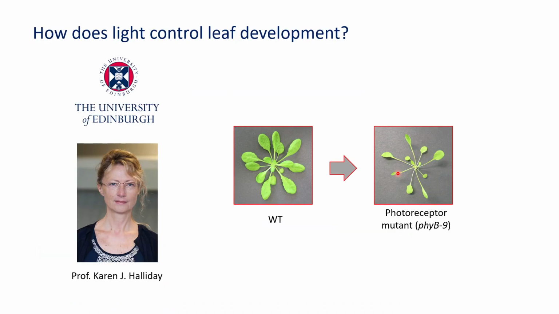So together with Karen, we posed the question, how does light control leaf development? In essence, we wanted to know how a plant could go from this phenotype to this phenotype just because they lacked a functioning photoreceptor called Phytochrome B. This also happens when plants are subjected to shade, for example.